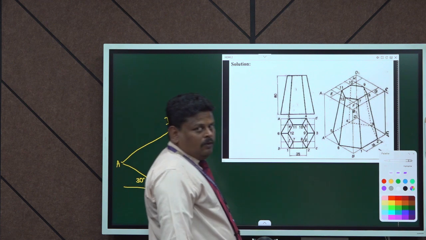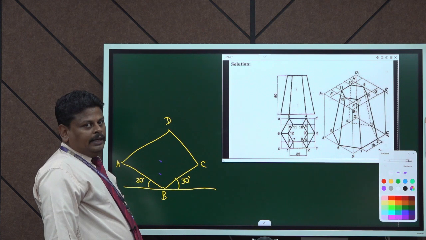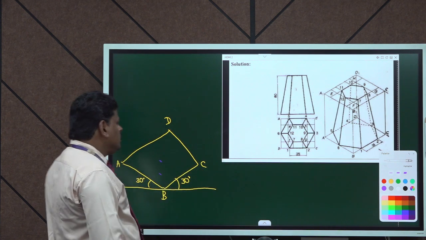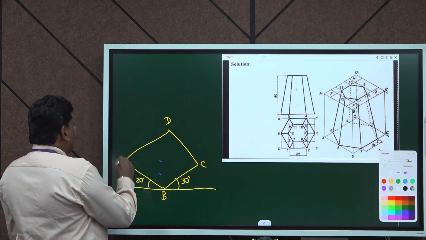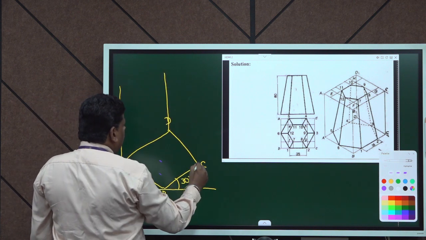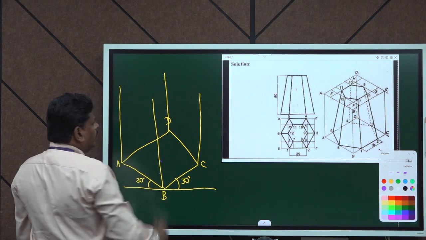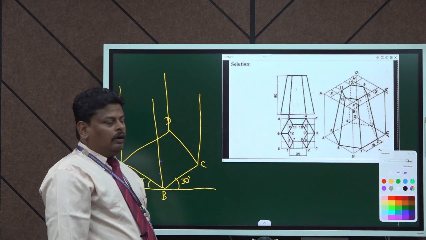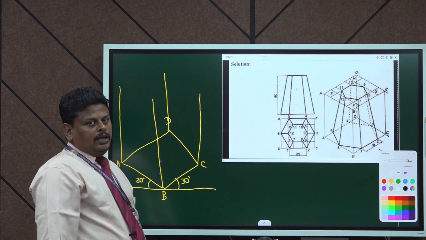After drawing this box, as it is a frustum of a pyramid, we can draw the height. The height of the frustum is given in the problem as 80 mm. So we can draw the height from each of the points, from A, from D and from C as well as from B, equal to 80 mm.